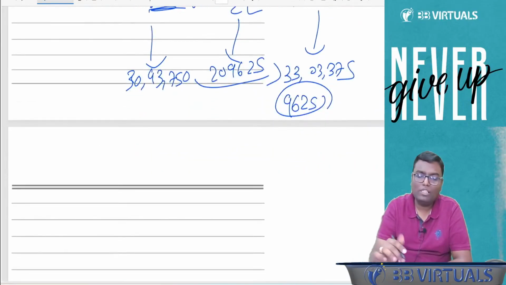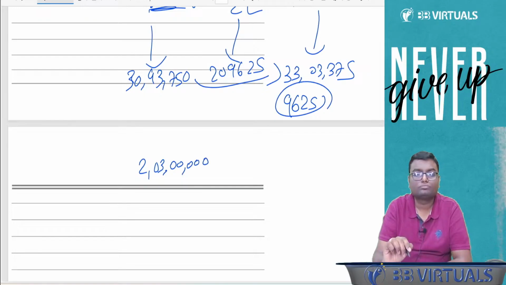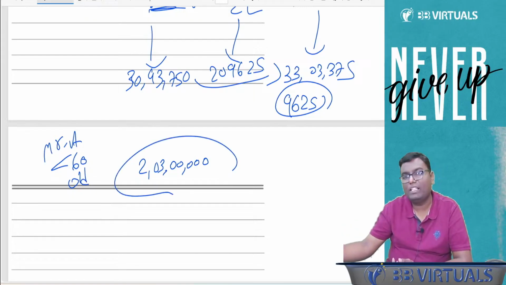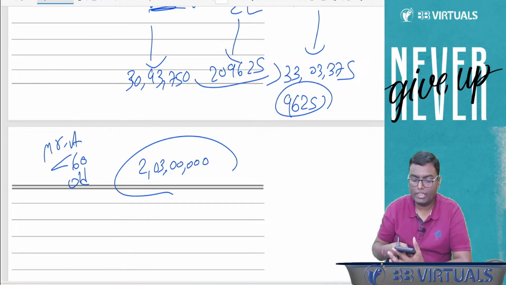Okay. Calculate tax payable if my total income is 2 crore 3 lakh. Mr. A, below 60, old regime. 2 crore 3 lakh is the total income. Calculate tax payable. Calculate.